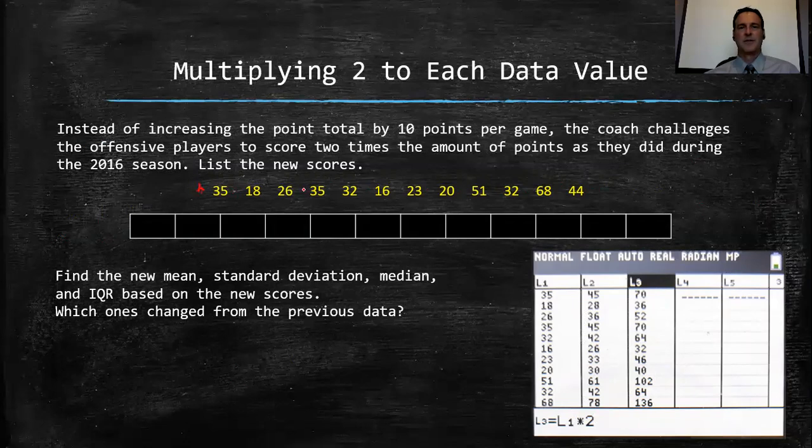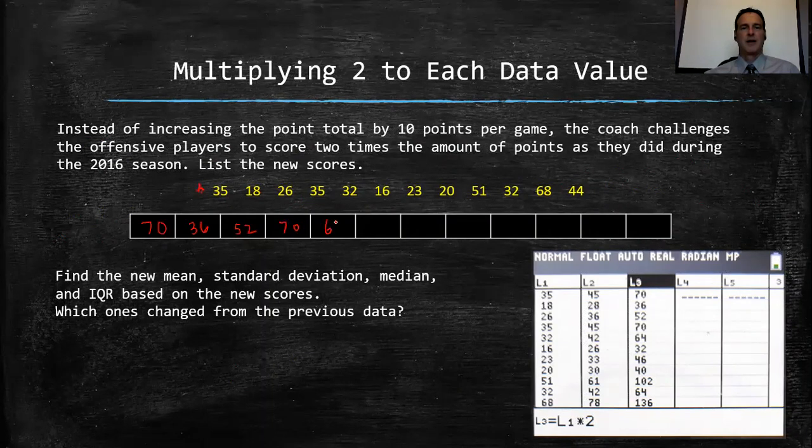Okay, this is not the data from the previous screen. This is the original data. And here's what I want to do. Instead of adding 10 to each of these, what I want to do to improve my offensive game is to double my score. Meaning I don't want 35 points a game. I want, instead of 35 points that first game, I want 70. Instead of 18, I want 36. And so on.